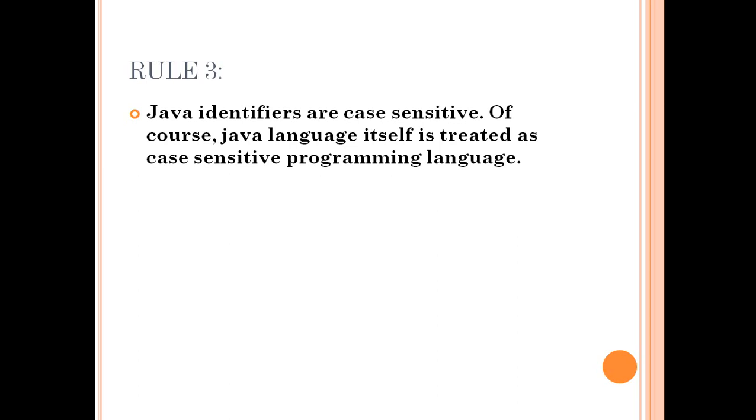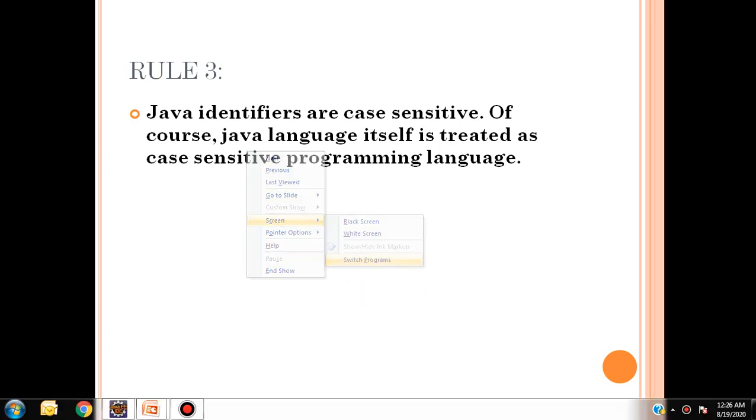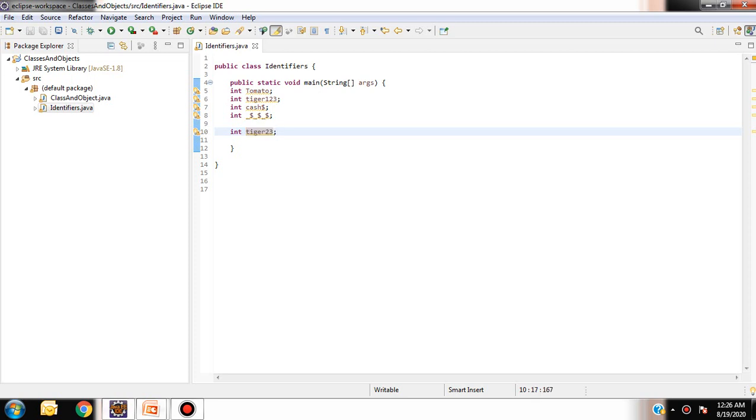The third rule says that Java identifiers are case sensitive. And of course, the Java language itself is treated as a case sensitive programming language. So if we use three variables with the same name, should it give an error? Yes, it should give an error.